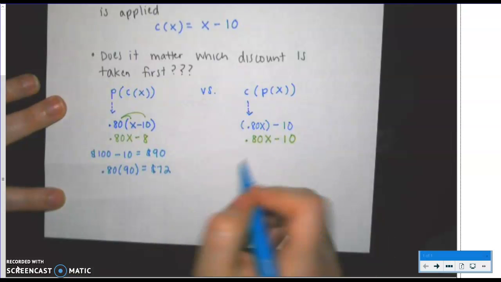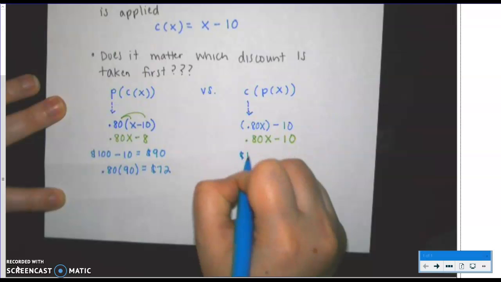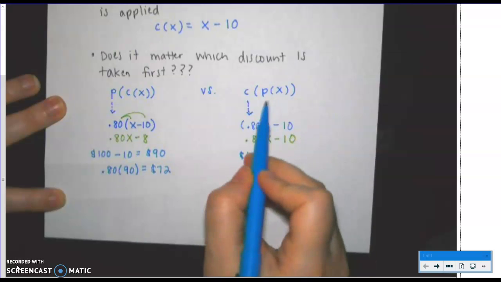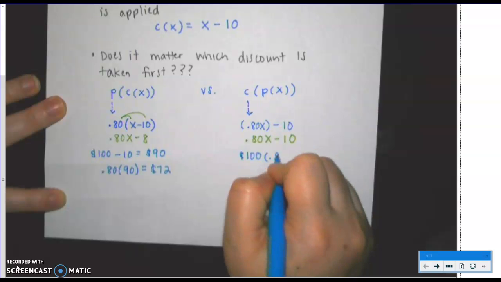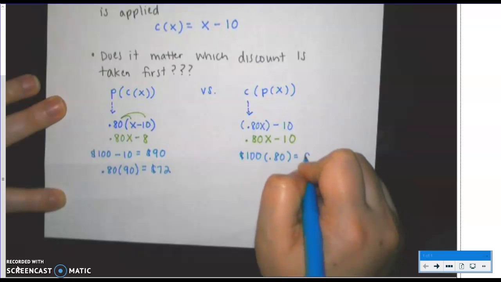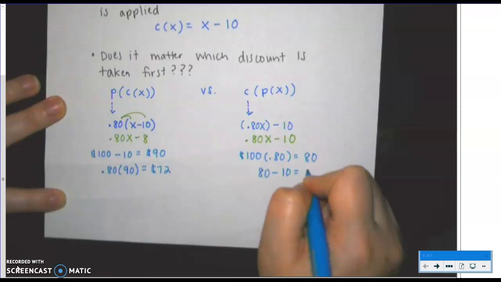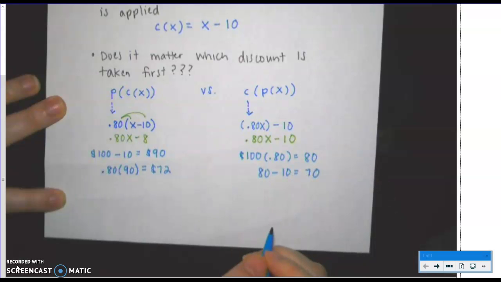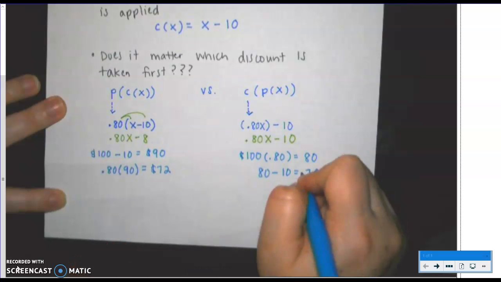All right, the same shirt, it was $100. In this scenario, we did the 20% off coupon first. So that's going to be $80. And then we take the $10 off. All right, so we can see that the $70 shirt is obviously cheaper than $72.